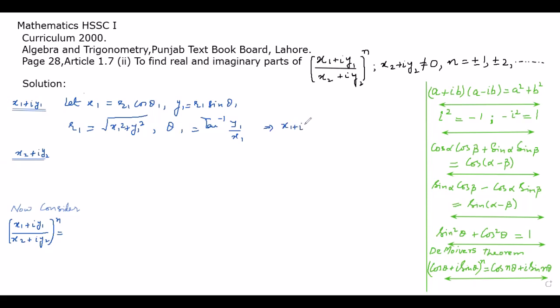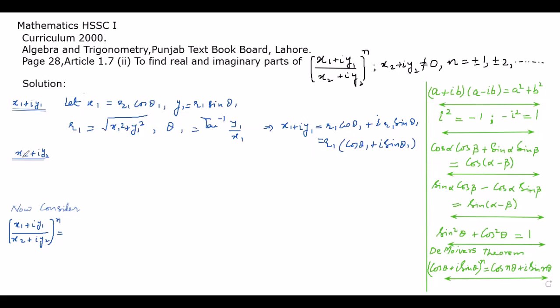As a result, we get x1 + iy1 = r1 cos θ1 + i r1 sin θ1. We take r1 common: cos θ1 + i sin θ1. So you can see we have converted x1 + iy1 to its polar form, which is r1 (cos θ1 + i sin θ1).